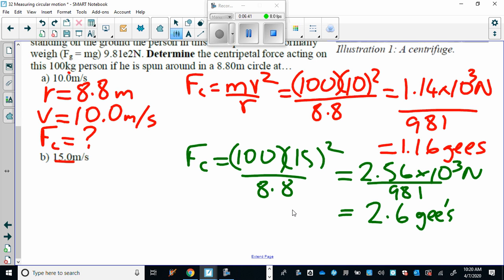So just by increasing the velocity by 5 meters per second, you didn't even double it, you more than doubled the G's. Right? So you can tell, if I double this, if I put a 30 in there, oh boy, you're going to feel that. Oh no, there's another example.